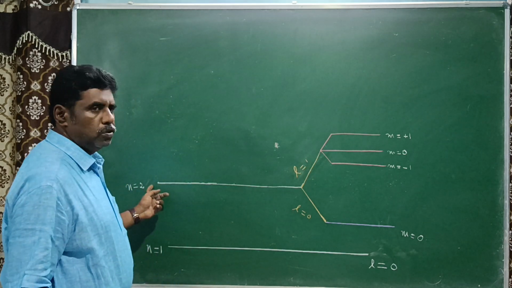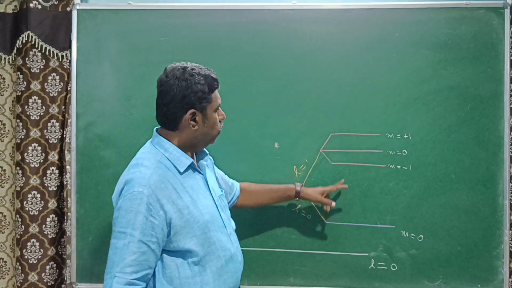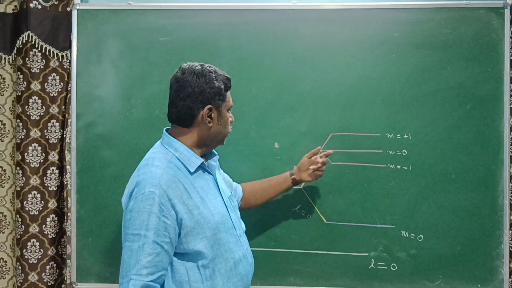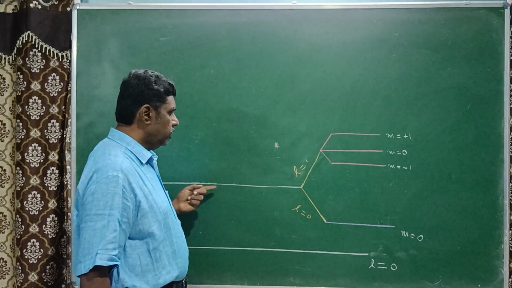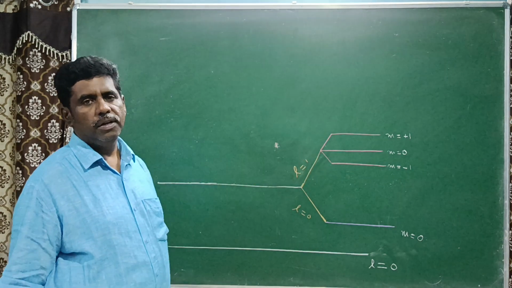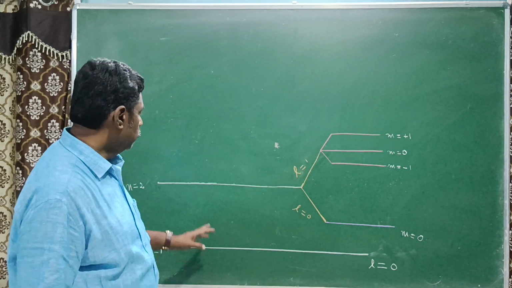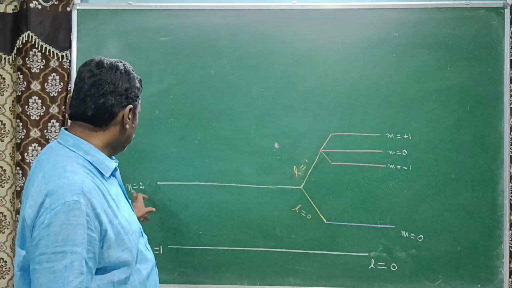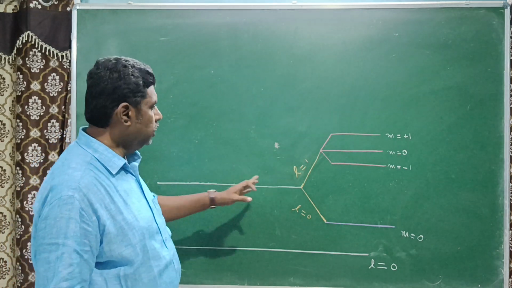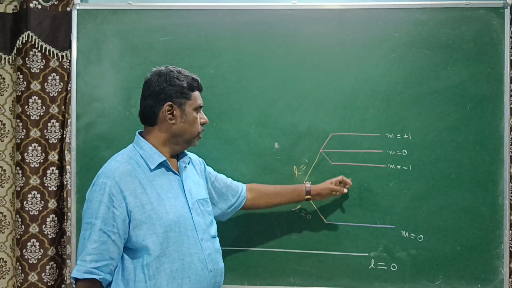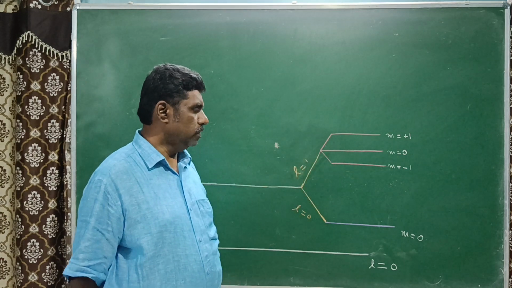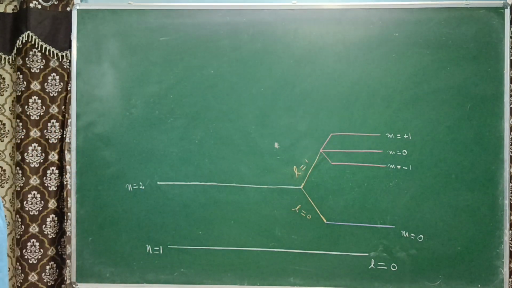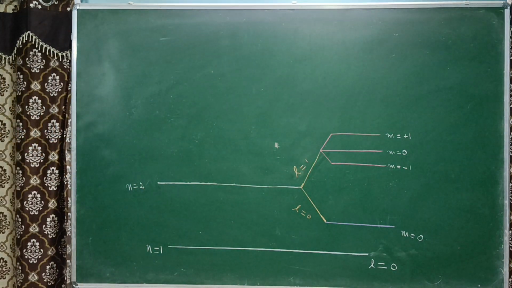Here n is equal to 2. These four eigenfunctions corresponding to only one energy level. This is called degeneracy. For the given value of n, the degeneracy is n square. Here n is equal to 2. So the degeneracy is fourfold. You can get four eigenfunctions. All the four eigenfunctions are having the same energy level.